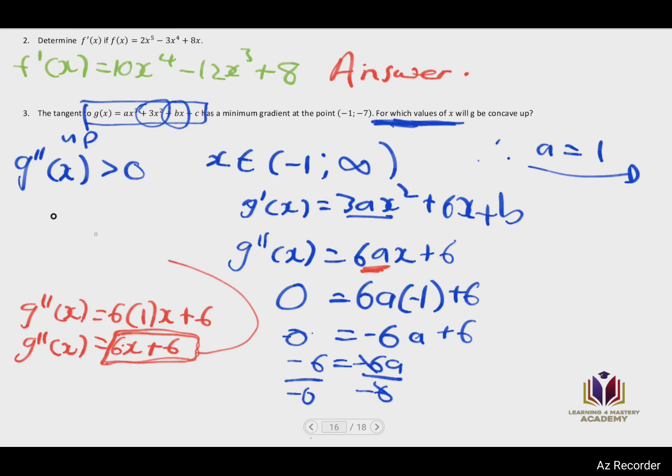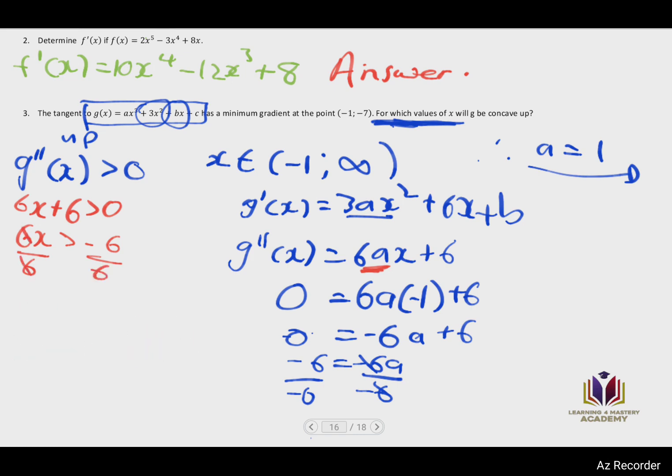To calculate the values of x whereby g is concave up, we're going to have 6x plus 6 greater than 0. Transpose the 6 to the other side. Negative 6, divide both sides by 6. This cancels that. x is greater than negative 1. Which, if you write it in terms of a domain, would be x is an element of negative 1, excluded, to positive infinity. Exactly what we had before.